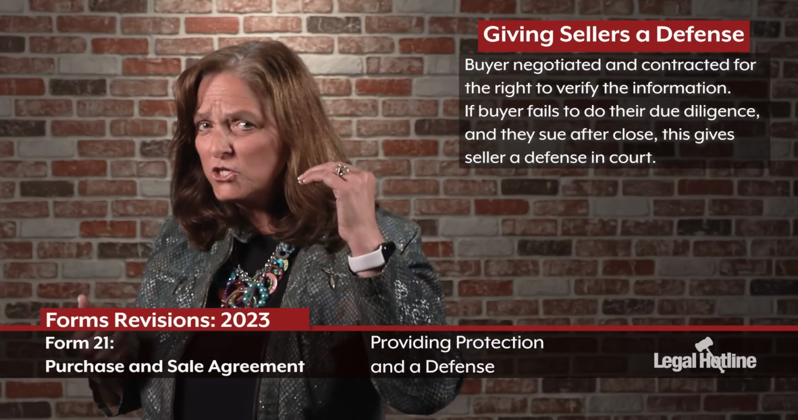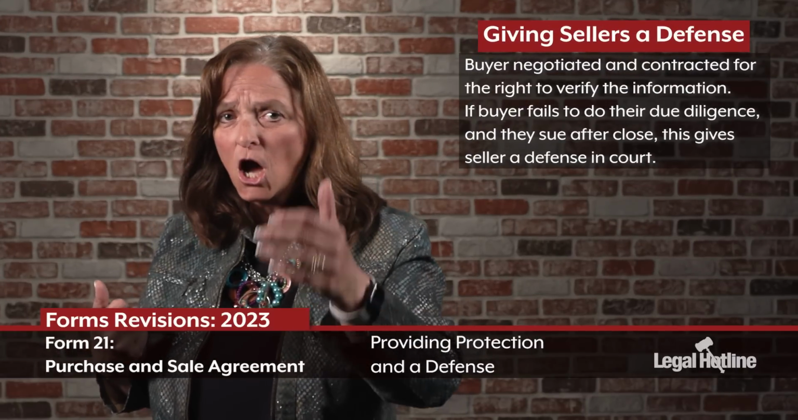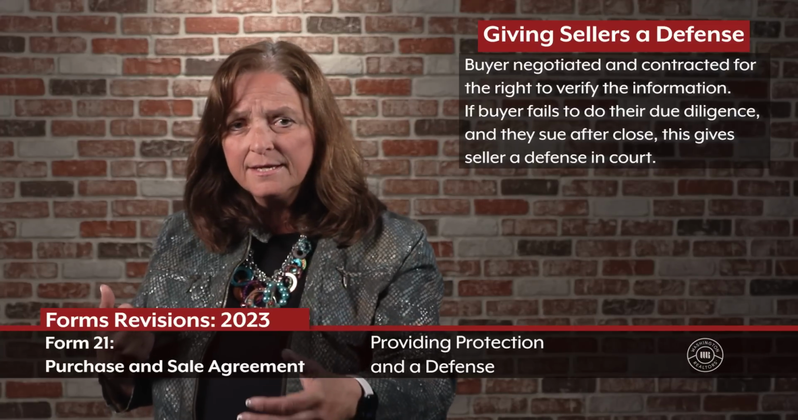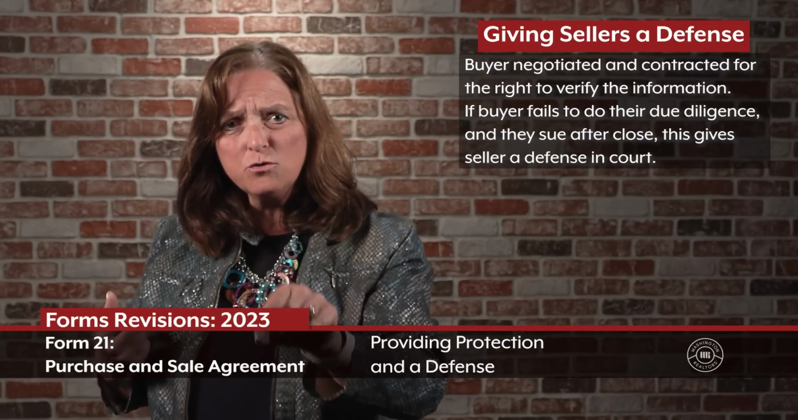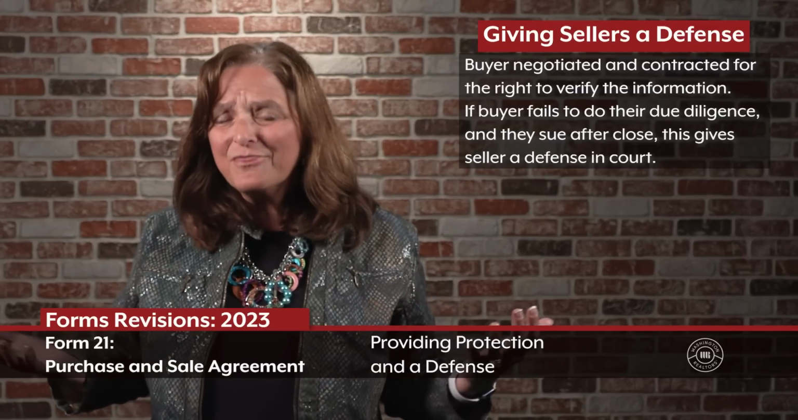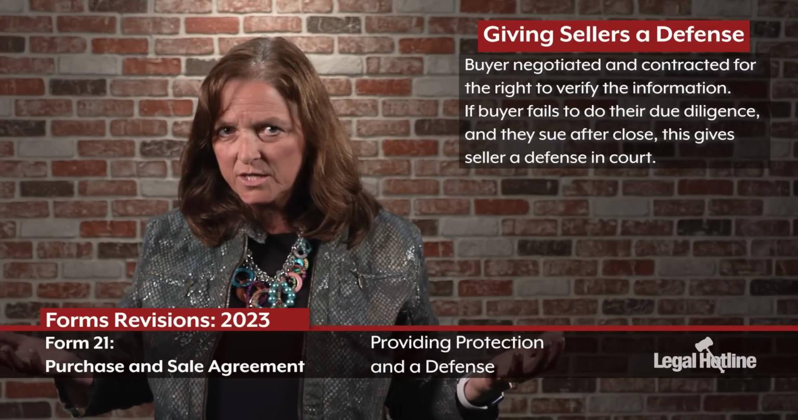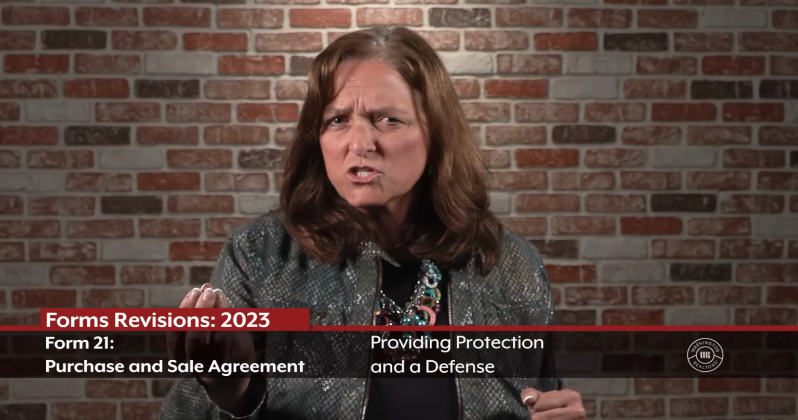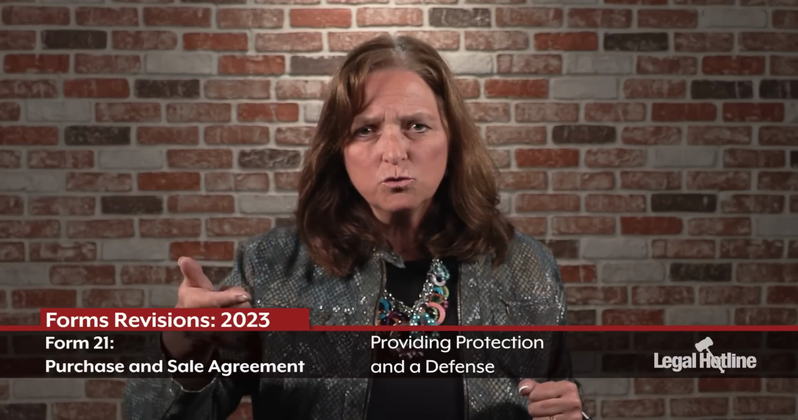Buyer, you negotiated and contracted for the right to verify the information that you say is important to you as a homeowner in this property. And yet you did nothing to verify which school your kids would attend. The argument to the court, Your Honor, the buyer failed to do their own due diligence. Your Honor, the buyer is not being truthful now when they say that this information is so important they wouldn't have purchased if they'd known the truth, when all they had to do was pick up the phone and call the school district to find out.